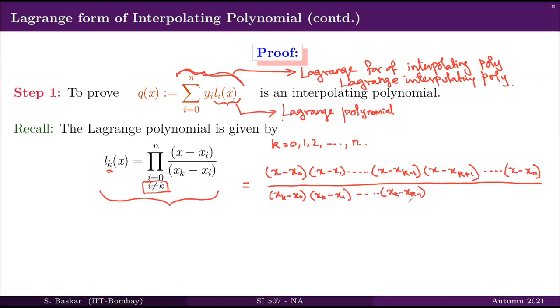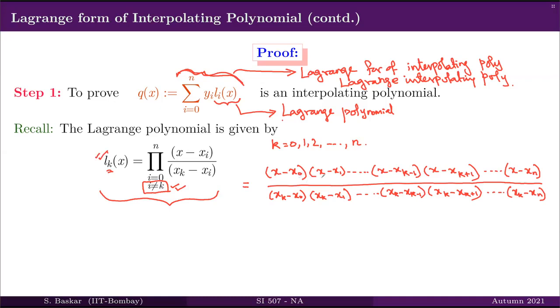Therefore, this entire thing will be infinity. That is why we are avoiding that, and jump to xk minus xk plus 1. That is what it means here, that i is not equal to k. Then xk minus xn. So this is how this polynomial looks.